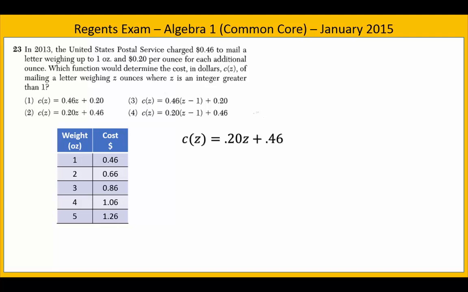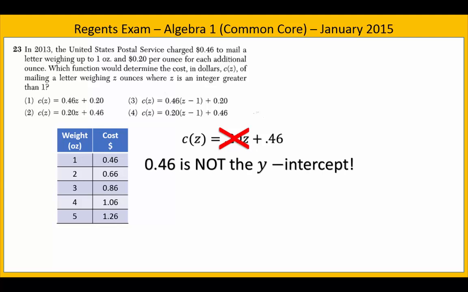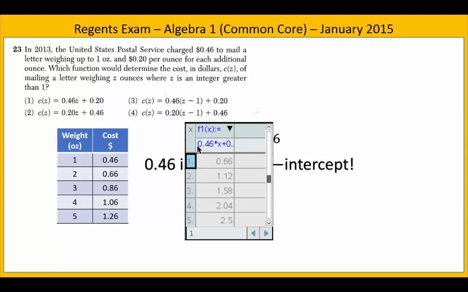You might be tempted to choose C of z equals 0.20z plus 0.46, but that would suggest that the y-intercept was 46 cents, and it's not. The y-intercept is when x equals 0, not when x equals 1, and so while you might be tempted to choose choice 2, it's not correct. Take a look at the table for that choice 2. It doesn't match the table that we've made, and clearly it's incorrect.